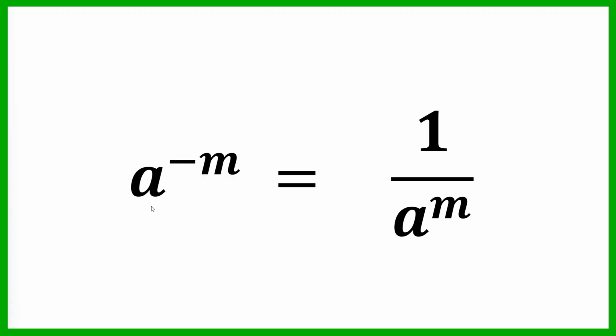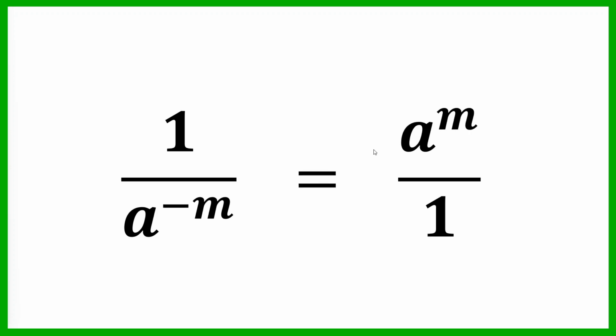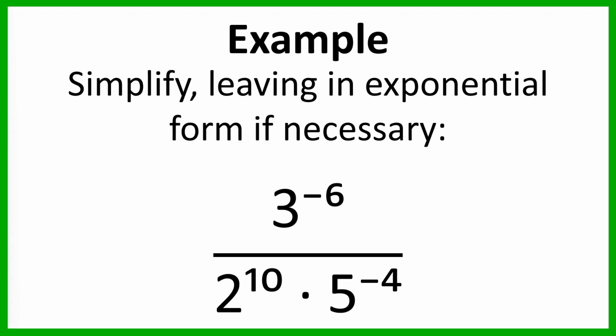So that means that a to the power of negative m is equal to 1 over a to the power of m. Okay, now we can do the same thing if the a to the power of negative m is in the denominator. If it's in the denominator, then we're going to move it up to the numerator. And when we move it up, the exponent is going to become positive, and that is the same as a to the power of m. Okay, so 1 over a to the power of negative m is the same as a to the power of m.